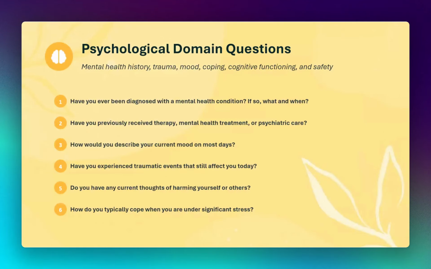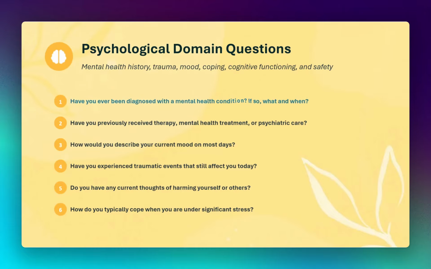The psychological domain covers mental health history, previous treatment, current mood, trauma history, safety, coping strategies, and cognitive function. This is often the most sensitive domain to navigate, and building enough rapport before diving into trauma history is important. Don't rush it. Here's 6 questions that work well.